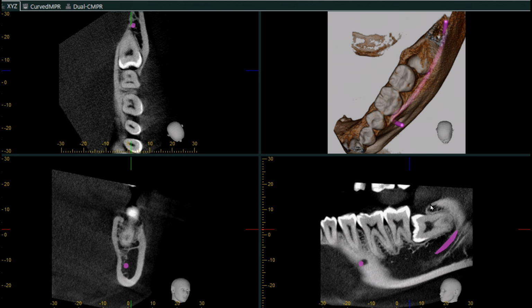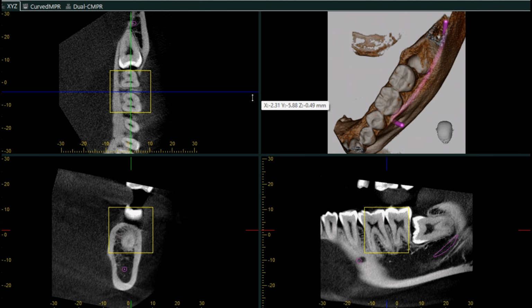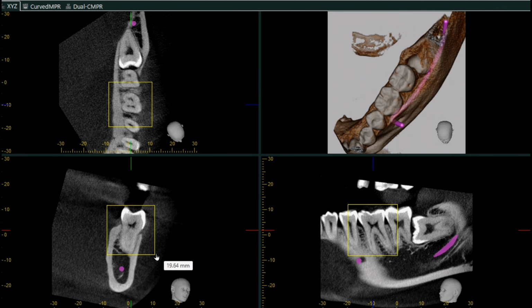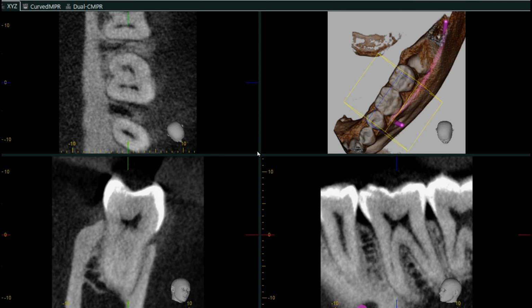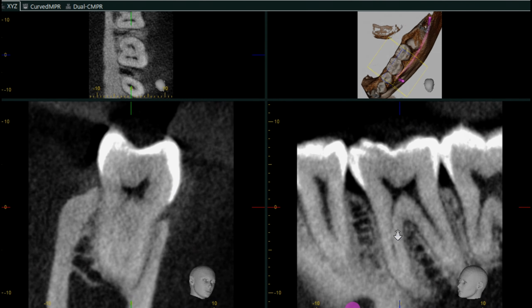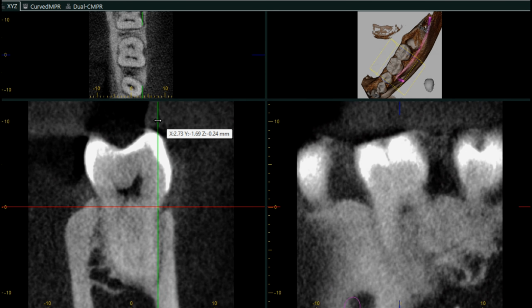We also wanted to rule out some other findings related to 46 and 47. So we zoom in on the area of concern, 46, first. This is tooth number 46. You could see an initial PDL widening noted in relation to 46. So we studied 46 from the buccal aspect to the lingual aspect.